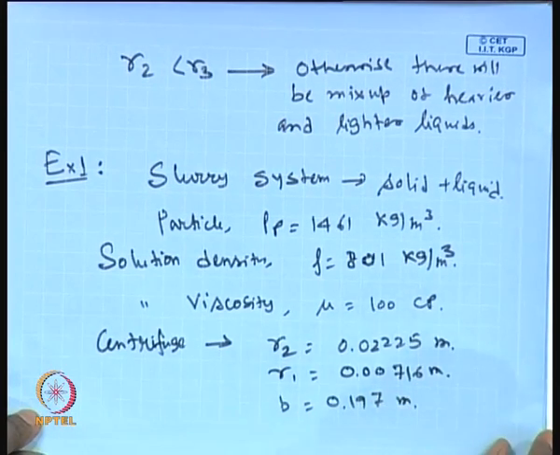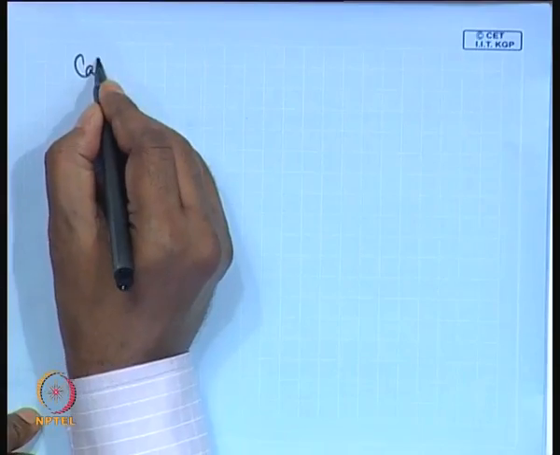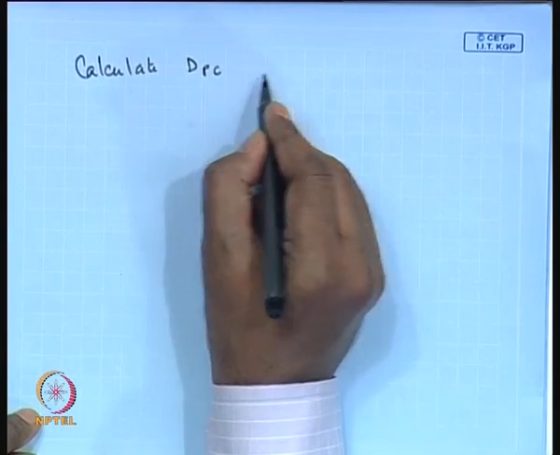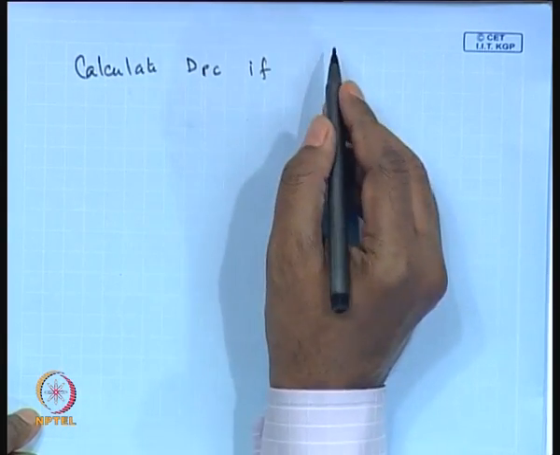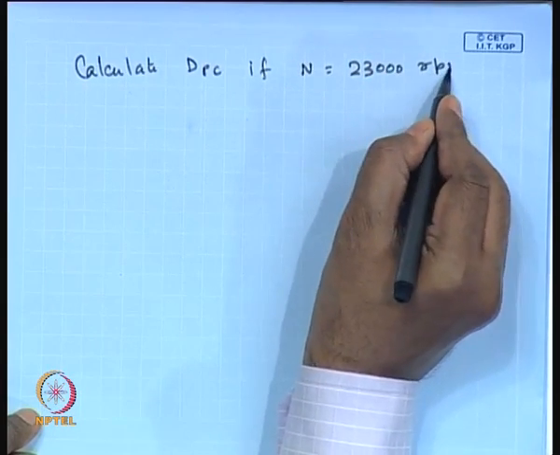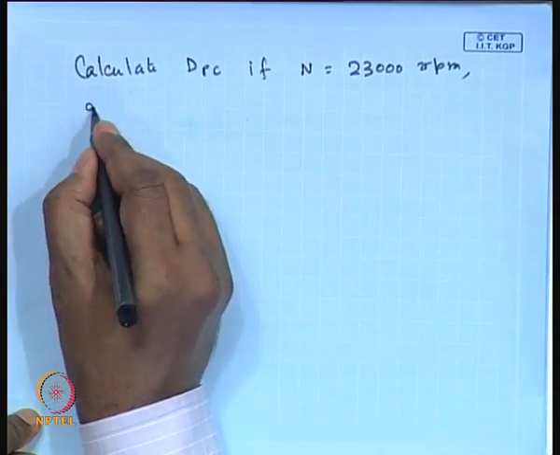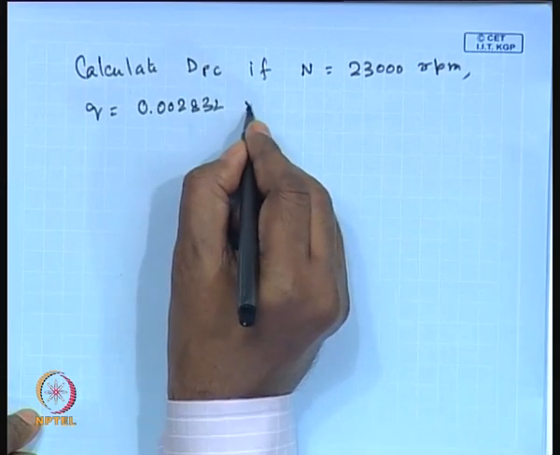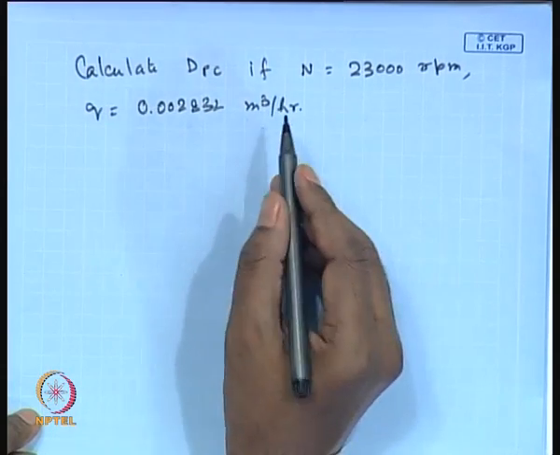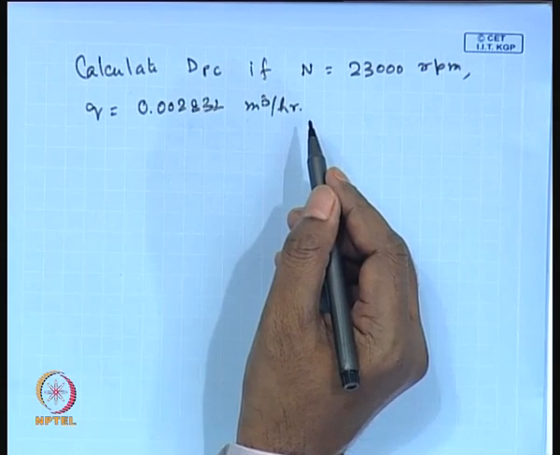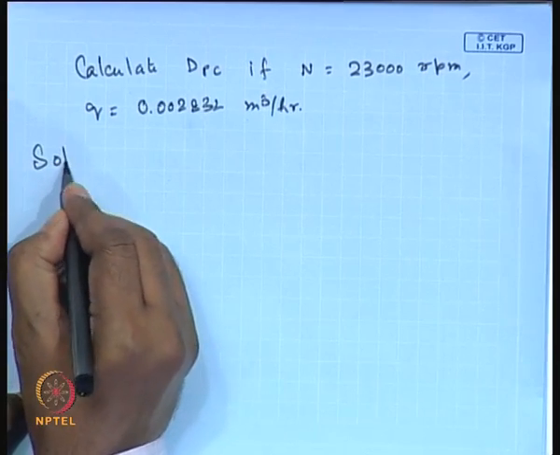Okay. Now, what you have to do? You have to calculate the critical particle diameter, dPc, in the exit stream if n is equal to 23,000 rpm, and q is equal to 0.002832 meter cube per hour. So, you have to calculate the critical diameter of the largest particle that goes out in the exit stream. So, let us look into the solution.